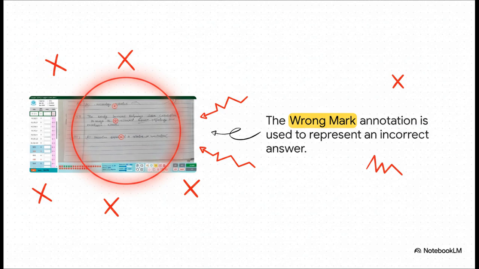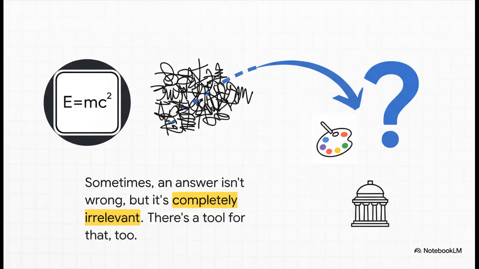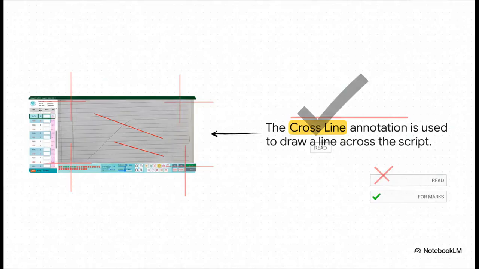No confusion there. Okay, but what if a student has written a whole paragraph that isn't wrong necessarily, but it's just completely irrelevant to the question? For that, they've got the crossline tool. This lets the evaluator just draw a line through whole chunks of text. And this is a brilliant little detail, because it's not marking it as wrong, it's signaling that it was read but wasn't considered for marks. That's a really important piece of feedback.